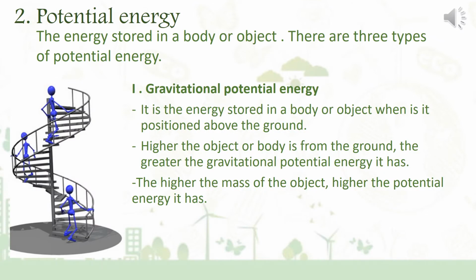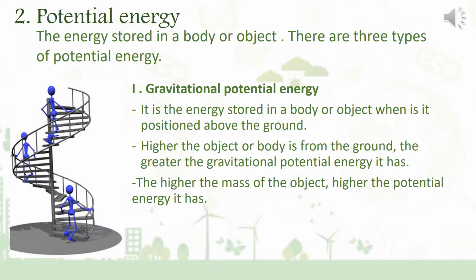The second type of energy is potential energy. Potential energy is the energy stored in a body or object. We are discussing potential energy under three categories. There are three types of potential energies. Number one, gravitational potential energy. With that term, you can understand there should be a relationship with the gravitational force. Right. We will see what the relationship is.